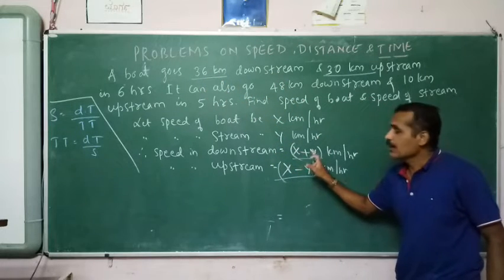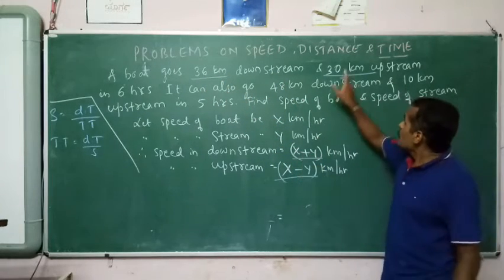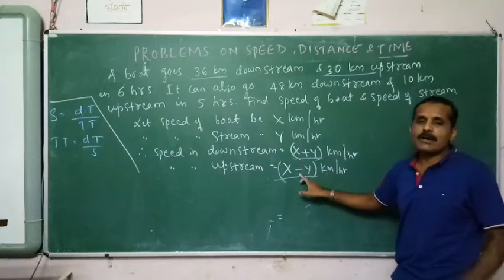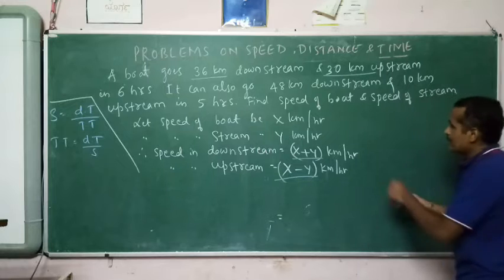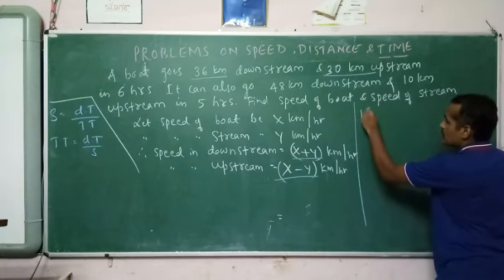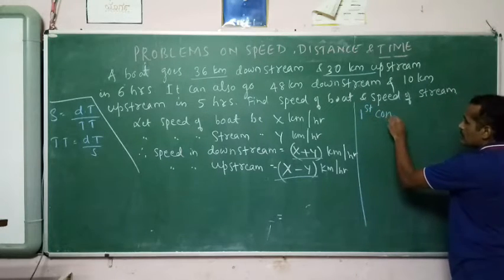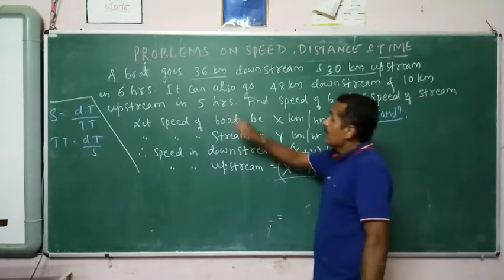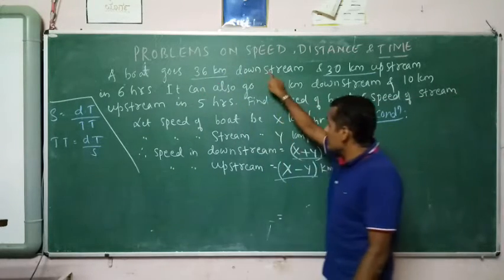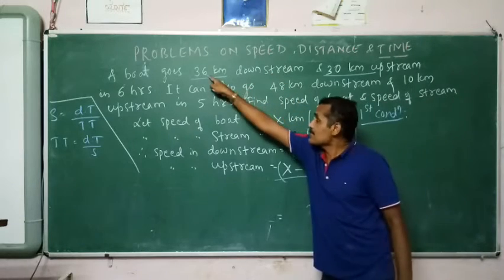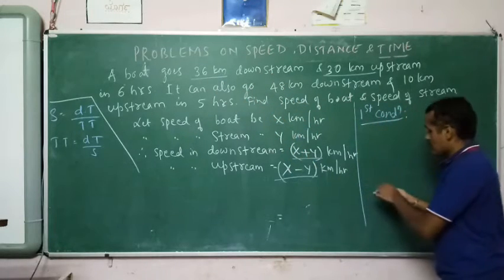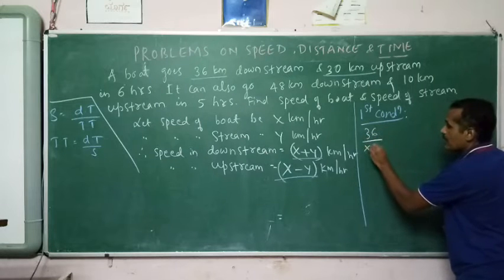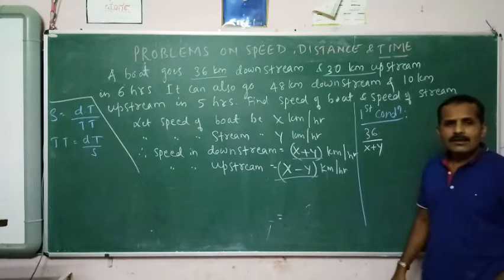36 divided by x plus y. Simple. 30 upstream, 30 divided by x minus y. Finished. Let me start with the first condition. 36 kilometers downstream: 36 divided by x plus y.